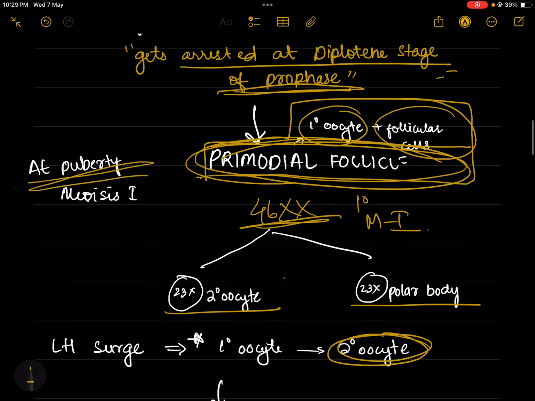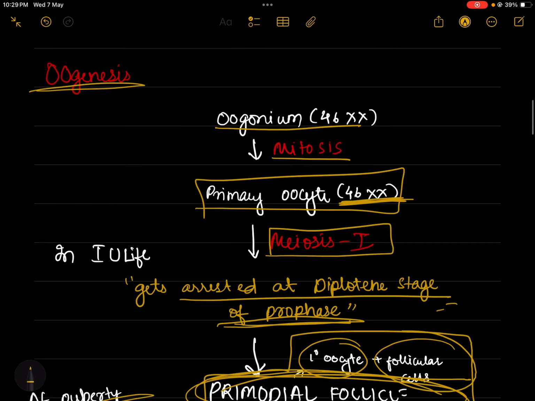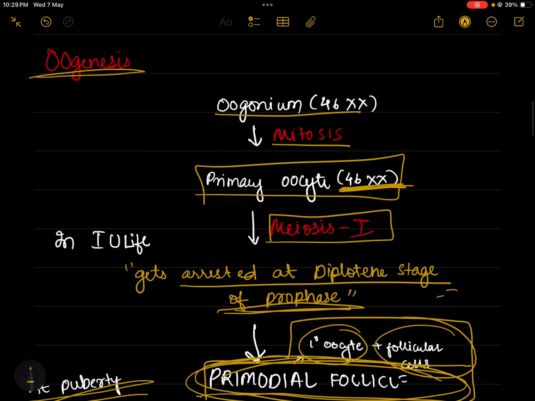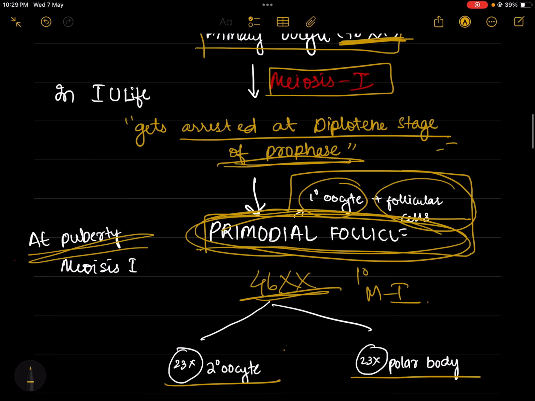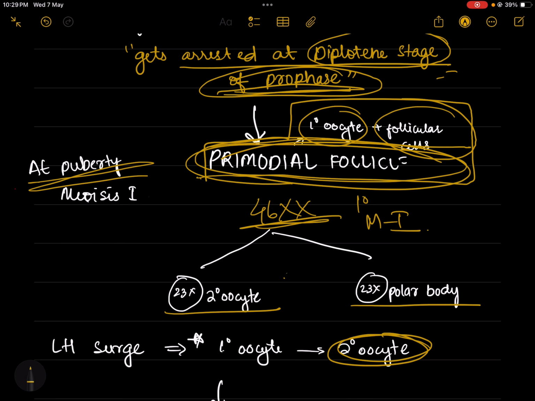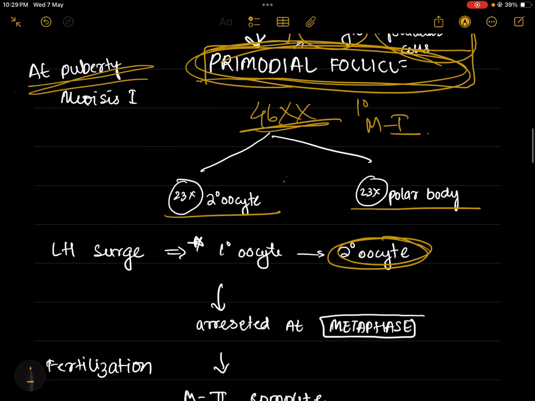So once again I'll tell. In the intrauterine life, the oogonium will undergo mitosis to give primary oocyte. In this primary oocyte, meiosis 1 starts, but it will get arrested in the diplotene stage of prophase. Now this primary oocyte will get surrounded by some follicular cells, so this will be called primordial follicle. Now at puberty, what happens?